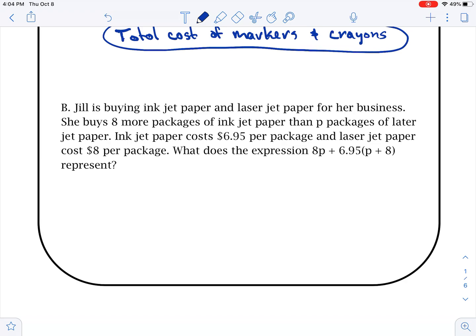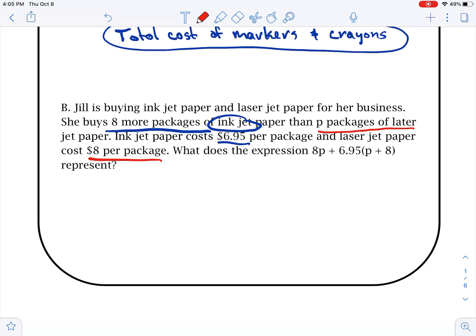Jill's buying an inkjet paper and laser jet paper for her business. She buys 8 more packages of inkjet paper than P packages of laser jet paper. So remember, she buys 8 more inkjet paper than P packages. Inkjet paper costs $6.95, so inkjet paper goes together with that. And laser jet paper is $8. So again, I just kind of like to organize it. So that's for my inkjet, then P packages of laser jet.